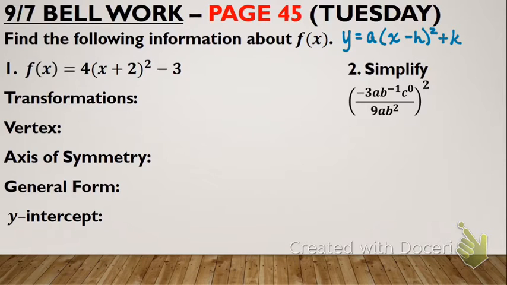What are my A, H, and K? Pick one of them out and tell me what value it is. 4 is my A value. Absolutely correct. H is -2. Nice work. Right here, we see the opposite of H, so that means H is actually -2. And -3 is our K value.